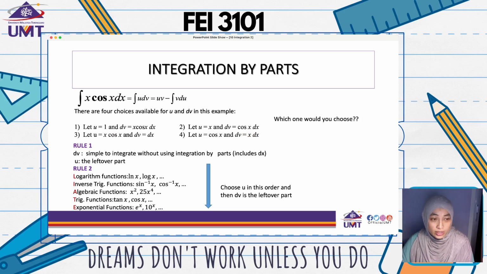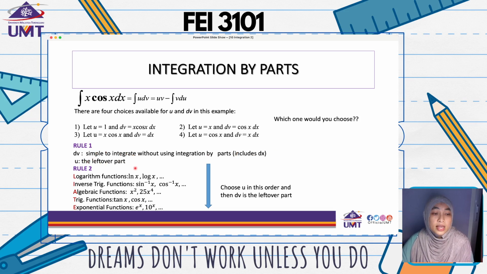So rule number 1, you must comply with this rule in order to use integration by parts, because at the end of the day, if you don't comply with this rule, you won't get the answer. Rule 1 is that dv must be simple to integrate without using integration by parts, which includes dx. And u is the leftover part.